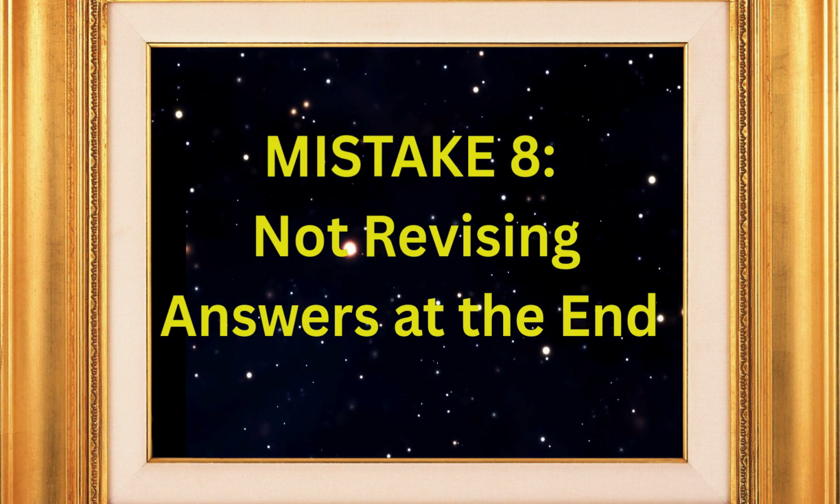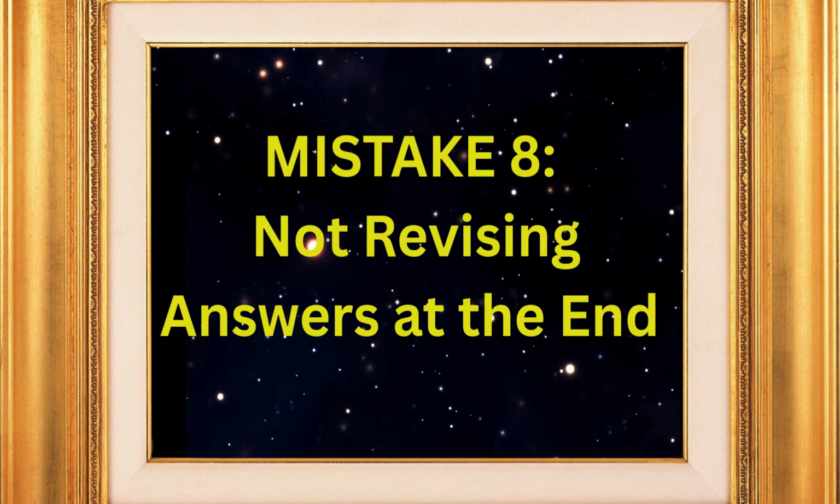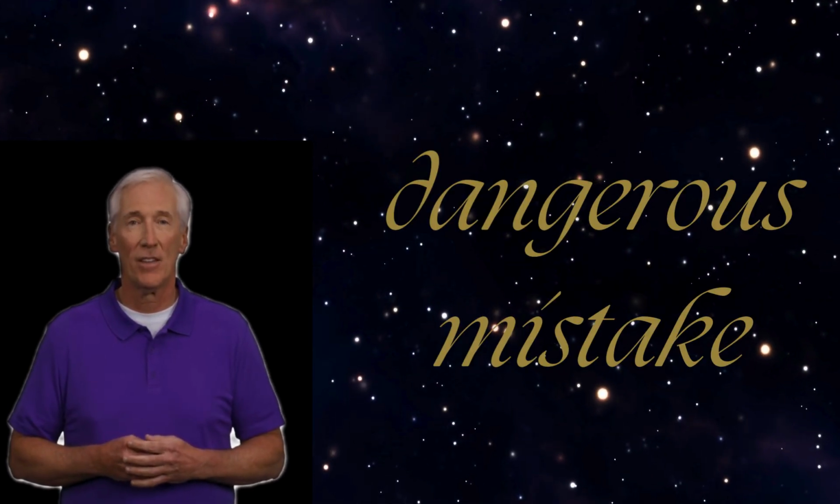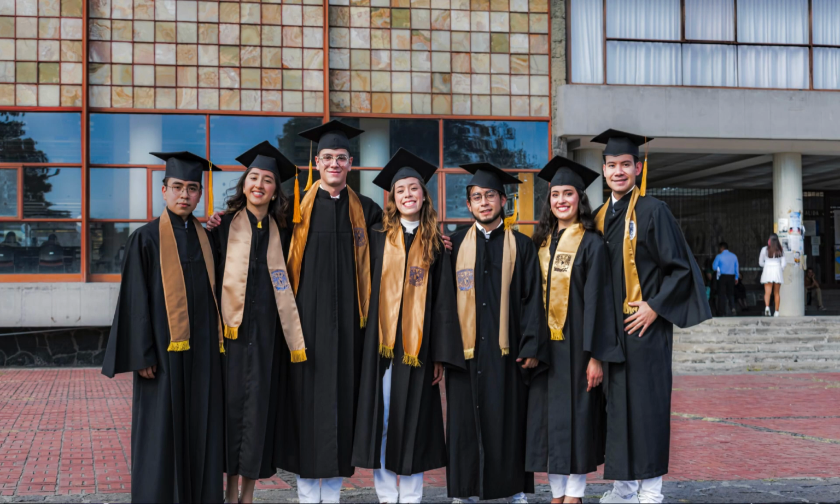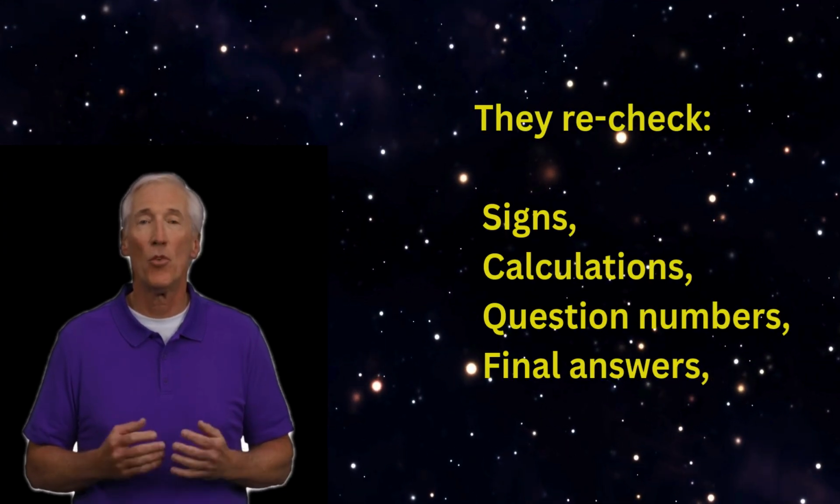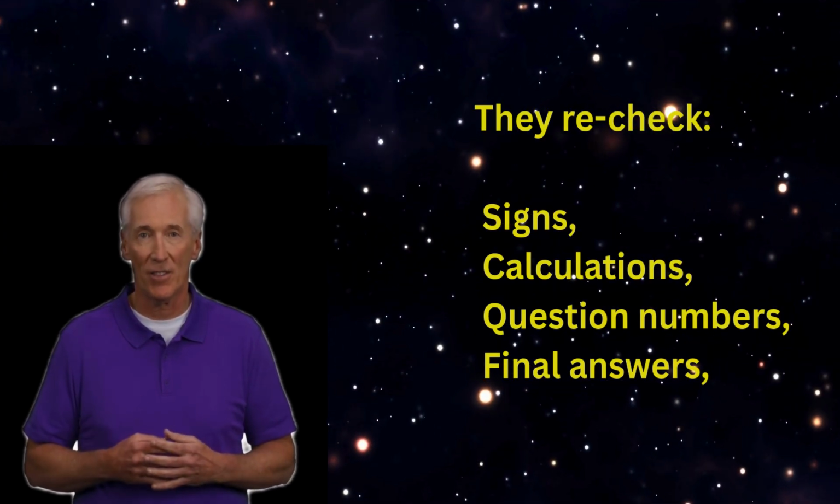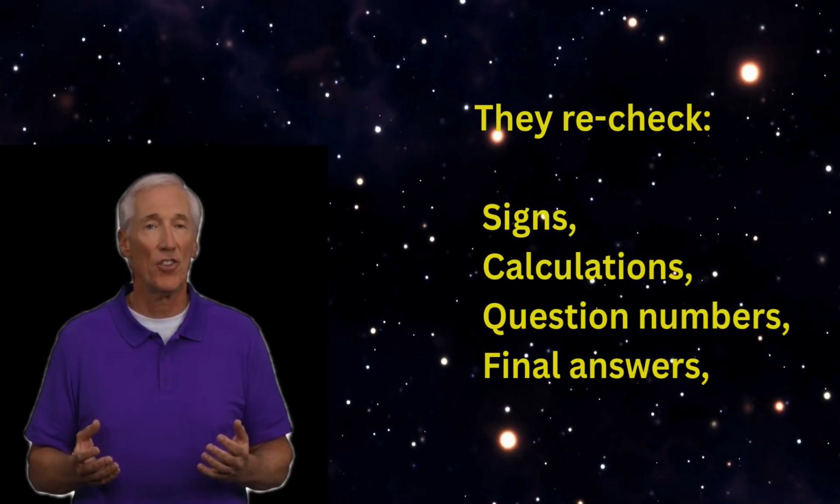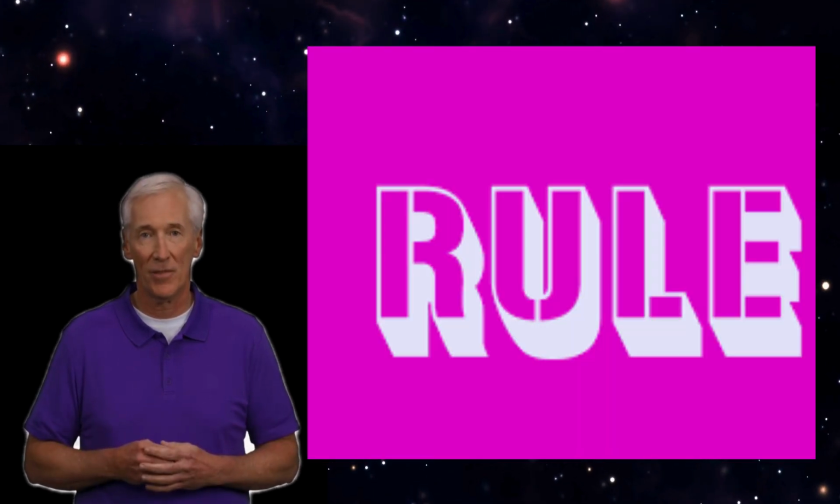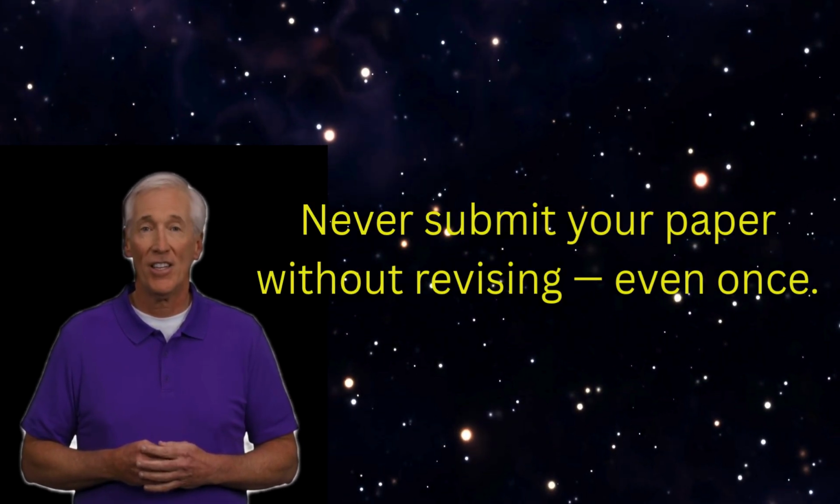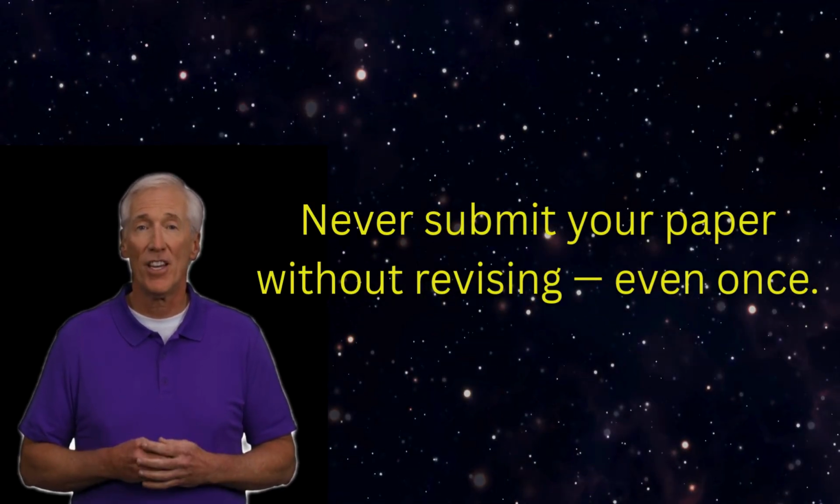Mistake 8. Not revising answers at the end. This is the most dangerous mistake. Many students finish early and just sit quietly. But toppers do one thing differently. They recheck. Signs, calculations, question numbers, final answers. One corrected sign can save 5 marks. The perfect rule is never submit your paper without revising, even once.